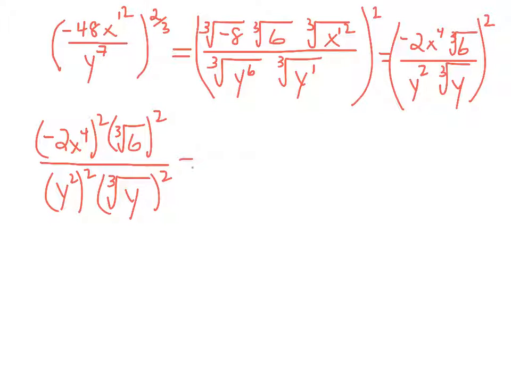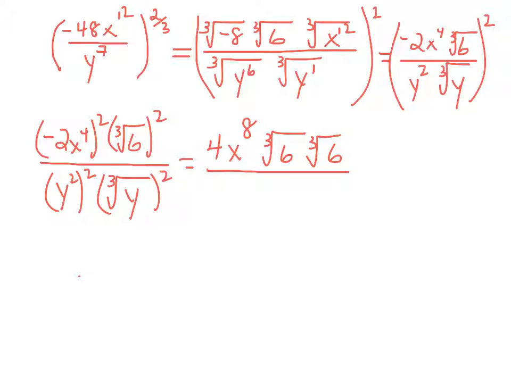Okay? All right. So when I square negative 2x to the 4th, I'm going to get a positive 4x to the 8th. Remember, power to a power means that you multiply. Okay. Then, if you look over here, this is like writing the cube root of 6 two times. So that's like writing the cube root of 6 times the cube root of 6, right? Okay, when something's squared, you write it twice.